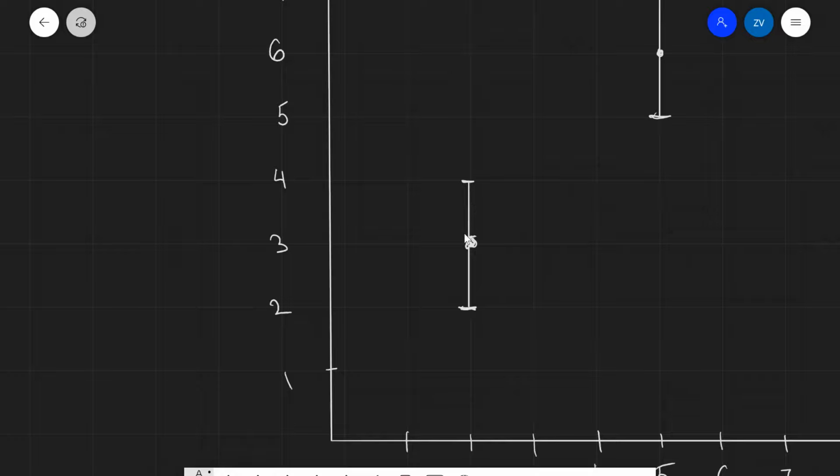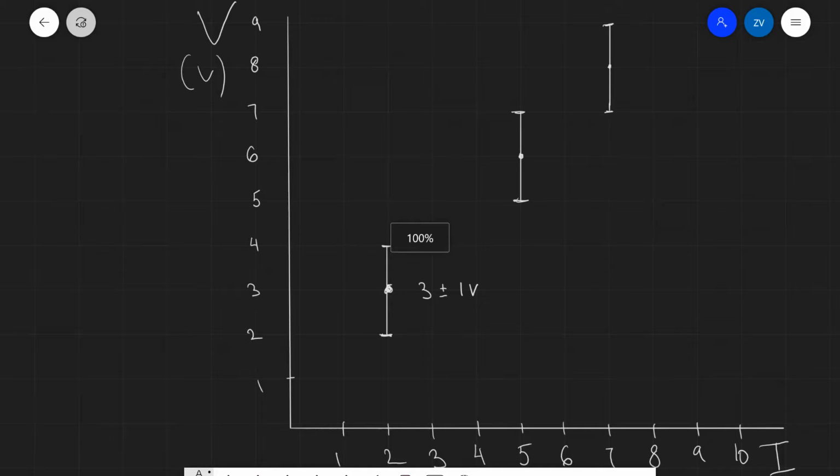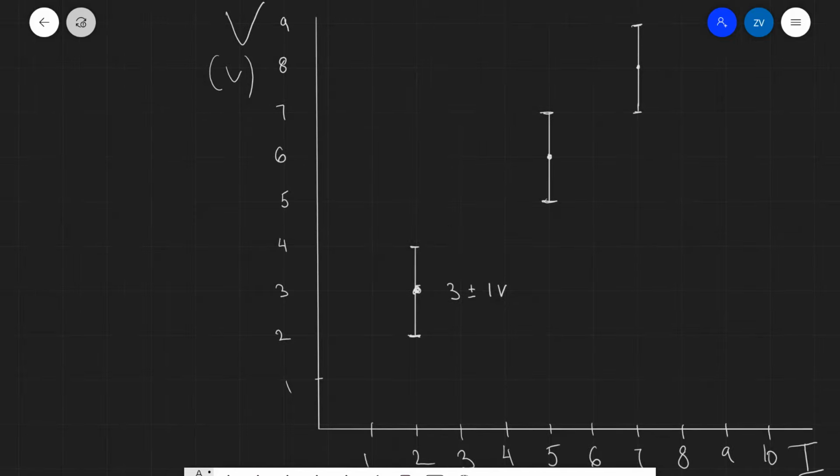So for this measurement in particular, we could write this down as 3 volts plus or minus, or this actually has a huge absolute uncertainty. So notice it could be anywhere from 3 to 4 or from 3 to 2. So this will be 3 plus or minus 1 volt. The way we can determine the percentage uncertainty in our gradient is by drawing the line of best fit and also drawing the line of worst acceptable fit.